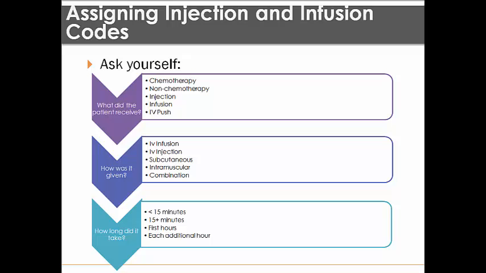Now, some things to ask yourself when assigning an injection code or infusion code. What did the patient receive? Are they receiving chemotherapy, non-chemotherapy? Is it an injection, an infusion, an IV push? How was it given? Was it through the IV? Was it subcutaneous? Was it intramuscular? Was it a combination? And then how long did it take? So what is the time? It's important to know the time. Less than 15 minutes, more than 15 minutes, the hour, or any additional hours.